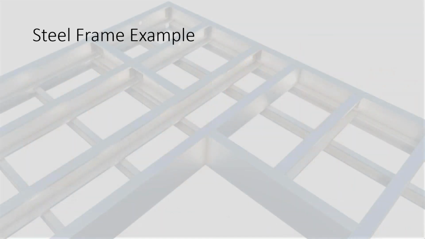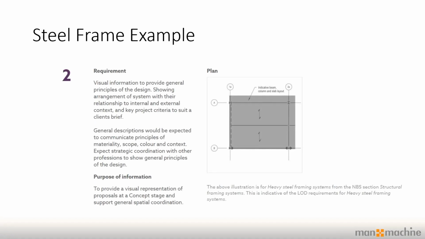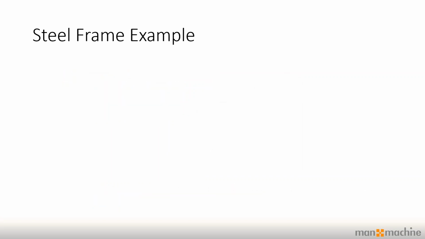To give you an example of what that might look like, let's take a steel frame. So at LOD2, level of detail 2, that steel frame would be very visually representative. If you look at the plan on the right hand side, you can basically see that there is an indicative beam and column layout. They're not hugely detailed, there's no connections. It's a very simple representation of a steel frame.